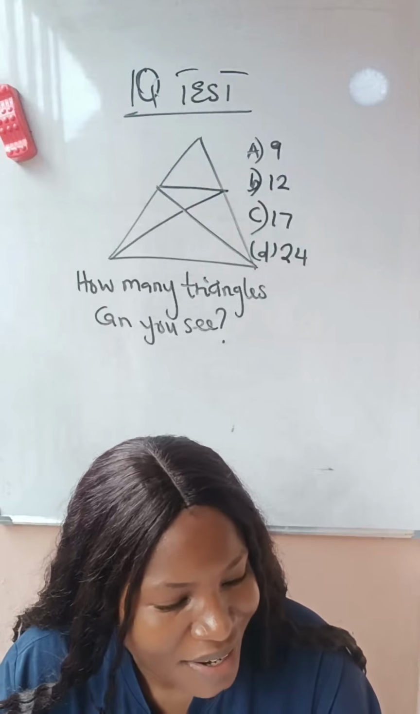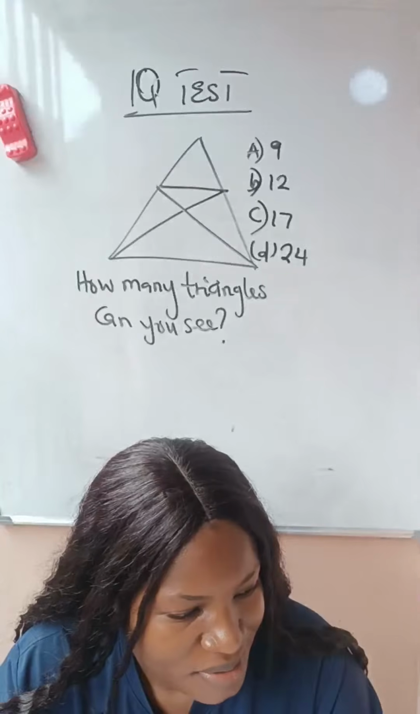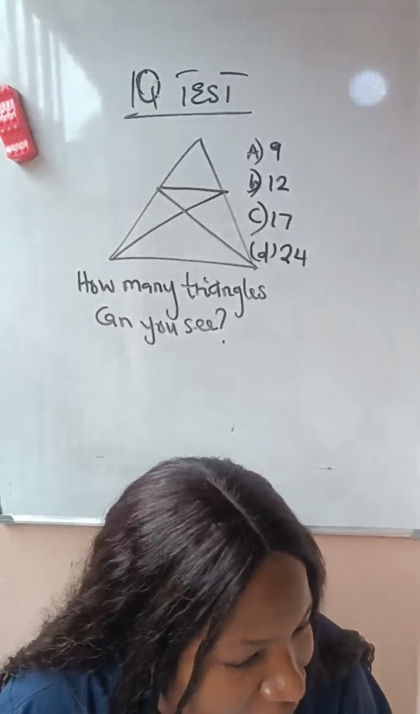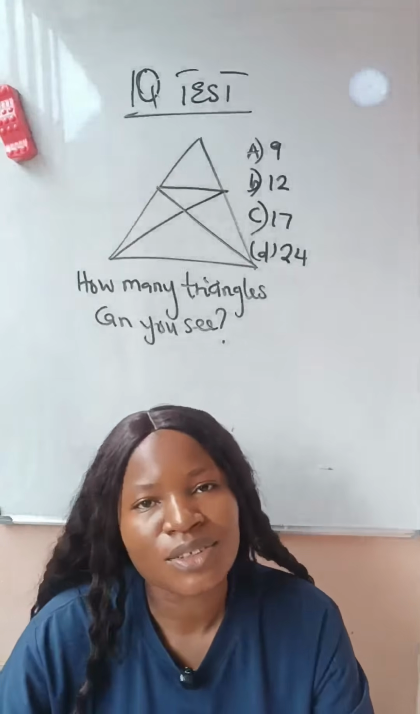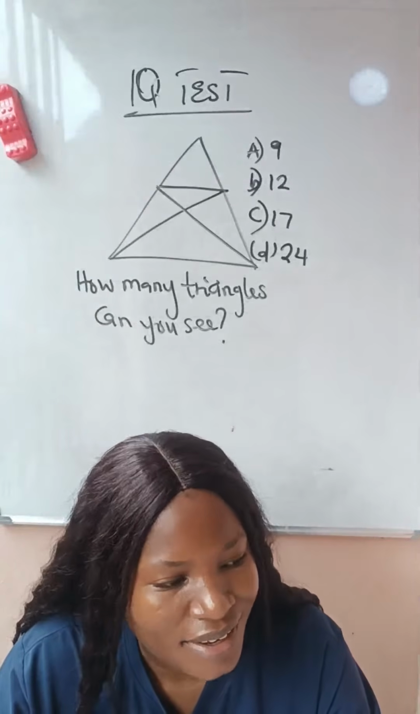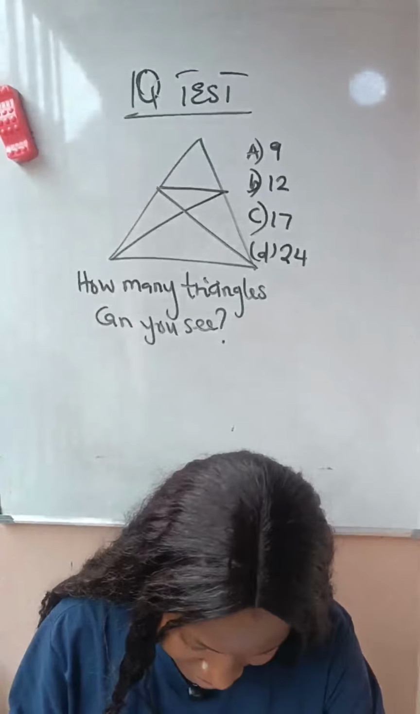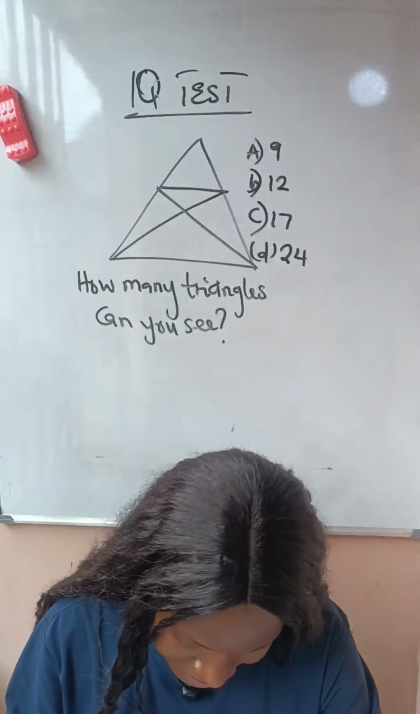Someone said there are 9 triangles. Okay. Trifati says 9 triangles. 9. Okay. Let's go.